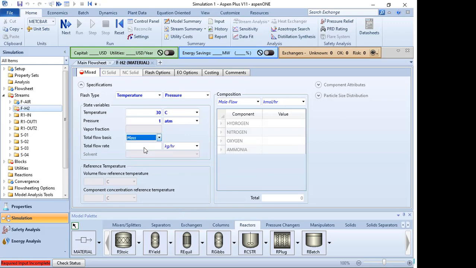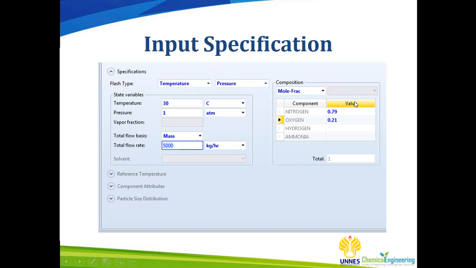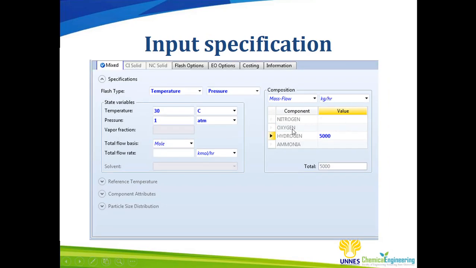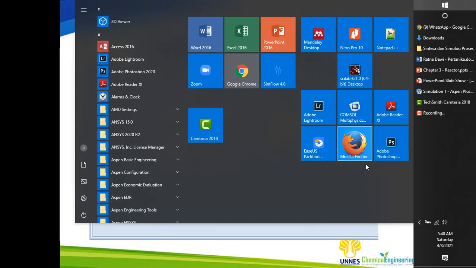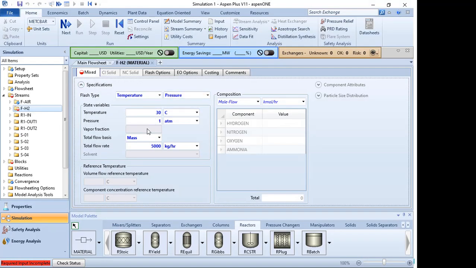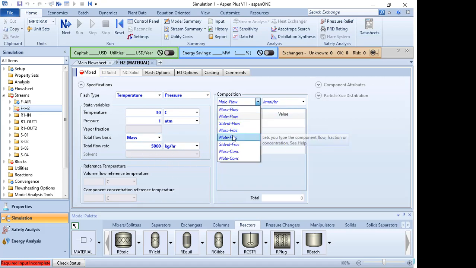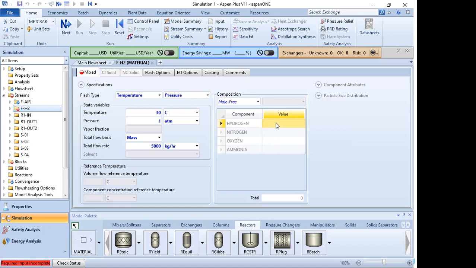The mass flow rate is also 5,000 kilogram per hour, while the mass flow you can put in here like this. You can see the difference in here. The total basis is kept empty, and the information is written in the composition. You can do something like this, or something like this. You put the total mass in here, and you put mole fraction in here, and the hydrogen is 1. It is the same.